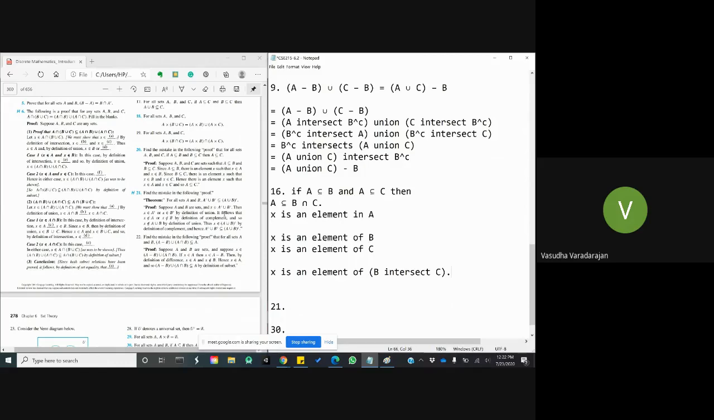By definition of union, it follows that X is not an element of A or X is not an element of B, by definition of complement, and so X is not an element of A union B by definition of union. Thus, X is an element of A union B complement by definition of complement, and hence A complement union B complement is a subset of A union B complement.